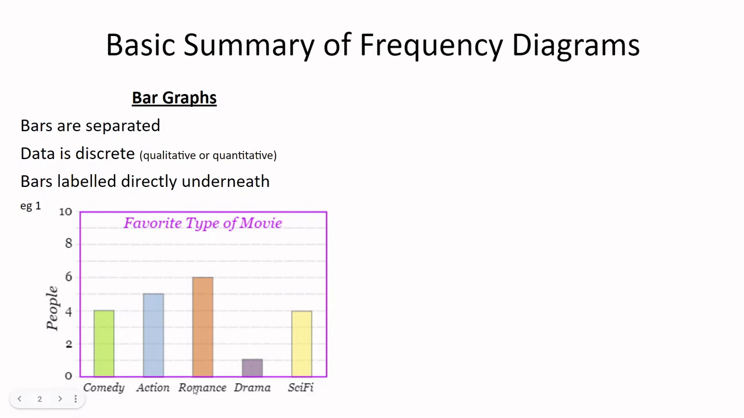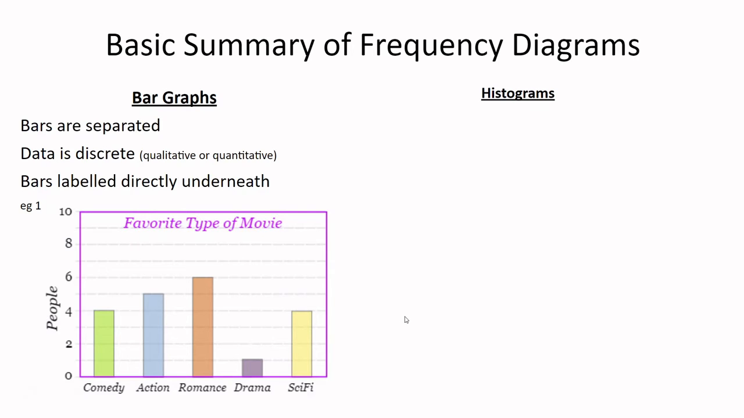Comedy, action, romance, drama, and sci-fi are labeling the bars directly underneath, and these are an example of qualitative data. It's non-numerical, and this data is discrete. They could either choose comedy, action, romance, drama, or sci-fi, but not some type of movie which is in between these bars, hence the spacing.